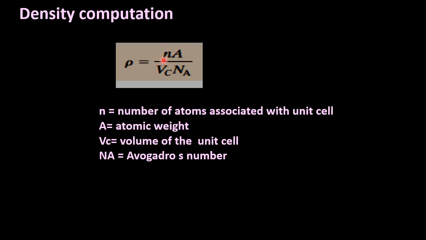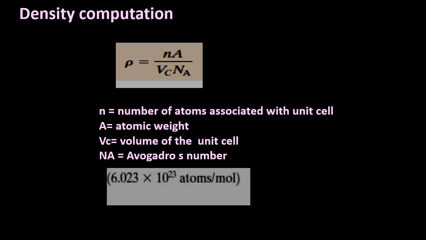So for HCP, n will be equal to 6, and A is the atomic weight, and Vc is the volume of the unit cell. We can also calculate Vc. Then Na is Avogadro's number, which has its own specific value, equal to 6.023 times 10 to the power 23 atoms per mole. So this is the formula for the theoretical density computation of different metallic structures.